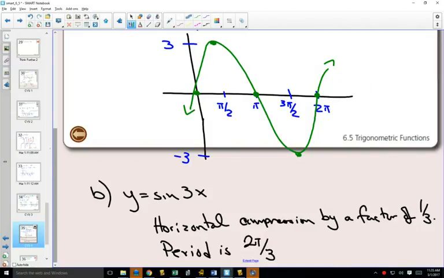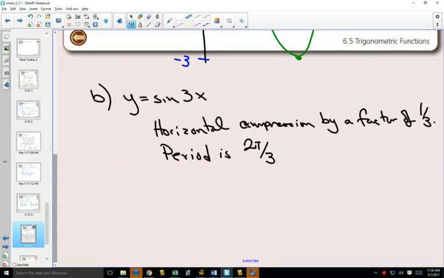Again, that formula, that period is 2 pi over your B value. You can either do it by saying, I know my original period was 2 pi, a horizontal compression by 1/3 would change it to 2 pi over 3. Or I can use that formula that says my period is 2 pi over the B value, and since my B value is 3, my period's going to be 2 pi over 3. So how do we graph this?